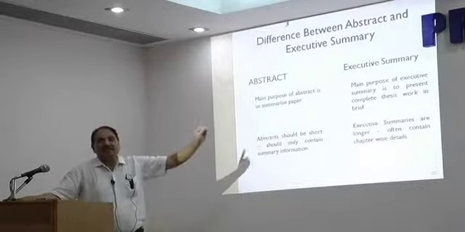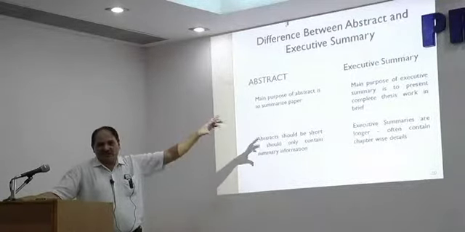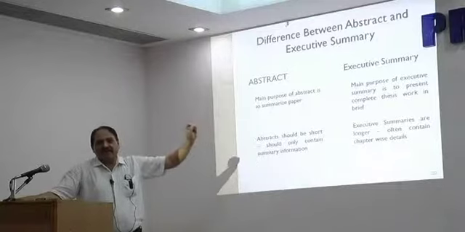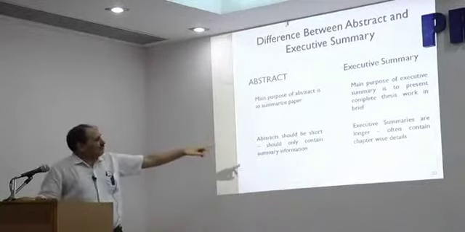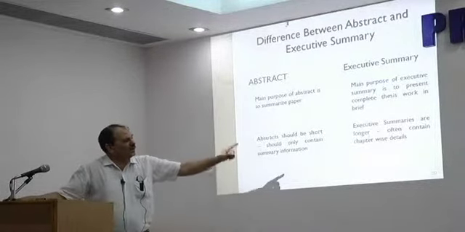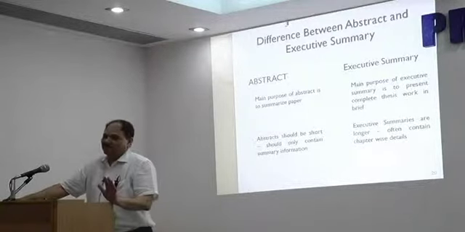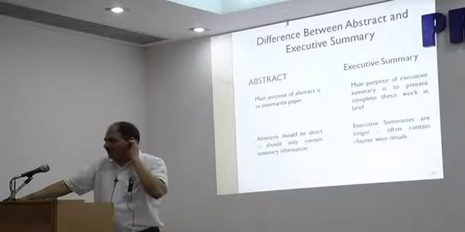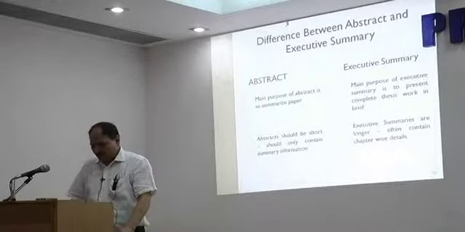That means it has to be chapter-wise. You need to include the summary. The executive summary has to take details from each chapter, what is included in each chapter. So an abstract should be short and should only contain summary information. Executive summaries are longer and often contain chapter-wise details. That is the major difference. Otherwise, the process used in both is the same.